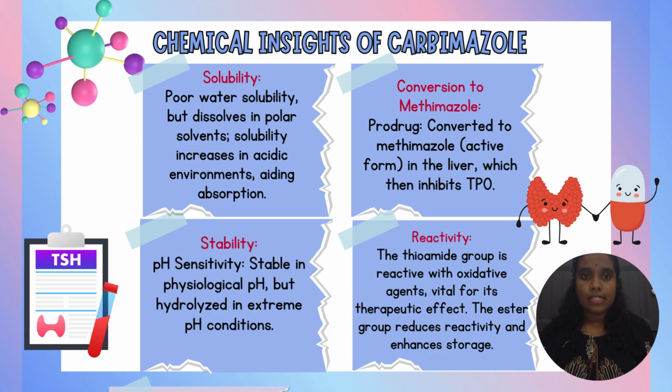The third chemical insight here is the stability. Stability explains that carbimazole is stable at the physiological pH, the normal pH of the body. However, it can be hydrolyzed, or in simple words, broken down by water in extreme pH conditions. The last chemical insight of carbimazole is the reactivity. The thioamide group in carbimazole is reactive with oxidative agents, which is essential for its therapeutic effect. The ester group will reduce the reactivity and will enhance the storage stability.